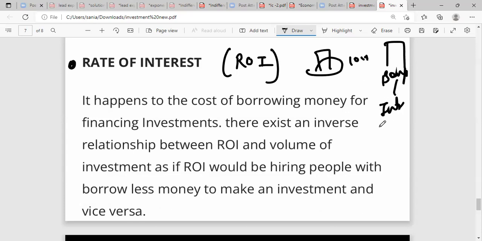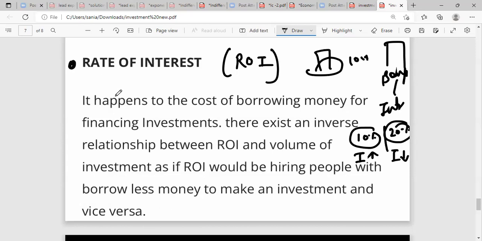For example, there are two situations. One bank is asking for 10% interest and one bank is asking for 20% interest. Which one will you go for? Interest rate is 10 and interest rate is 20. Where will you invest more and where will you invest less? You will go for the 10 one, and there you will invest more. Why? Because the interest rate is less. Here you will invest low. Why? Interest rate is high, right?